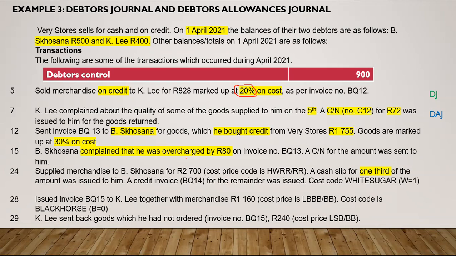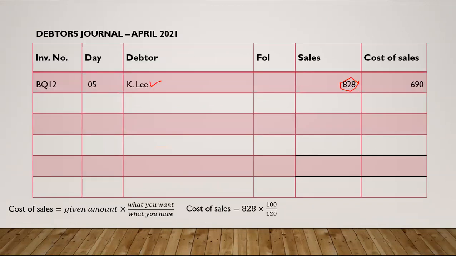So because we sold these goods on credit, where do we record them? We record them in the debtors journal. All goods sold on credit will be recorded in the debtors journal. When we record them in the debtors journal, the document number will be BQ13. Day will be the 15th. The debtor is Biskosana. The selling price is 1,755.